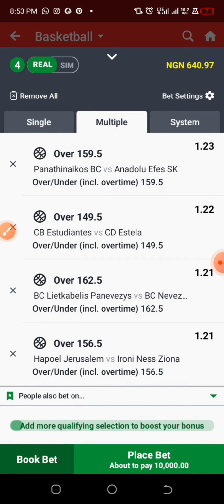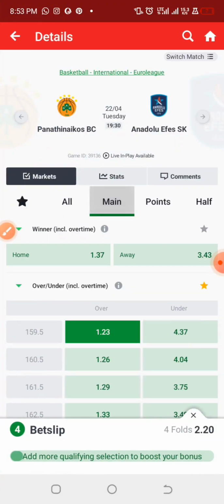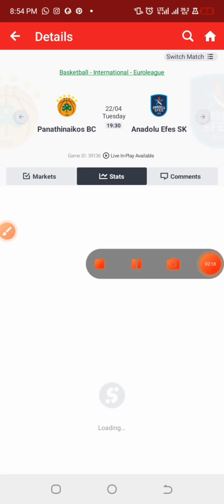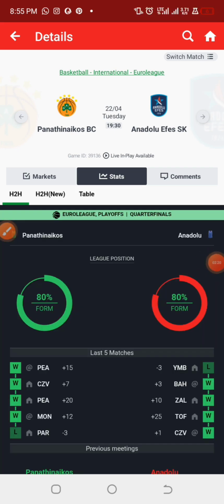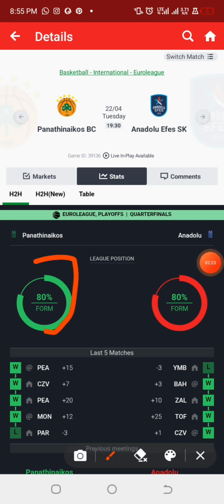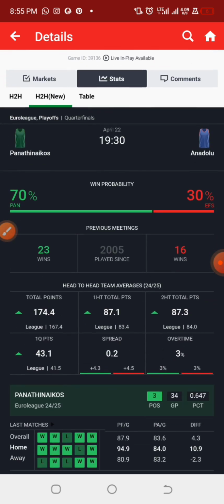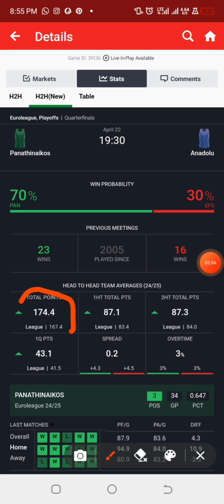Alright, so we have the next one, which happens to be this match. For this game too, you can see that the home team is in form, and the away team too, they are also in form. You check their head-to-head, and you can see that both teams' average points altogether is more than the league average points. And from the league average point, which happens to be 167, we are subtracting 10 from it, and we are getting 157. For that 157, we are going to predict our game as over 157.